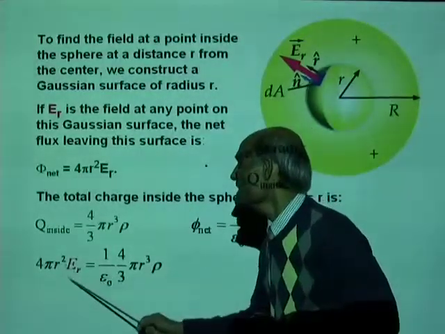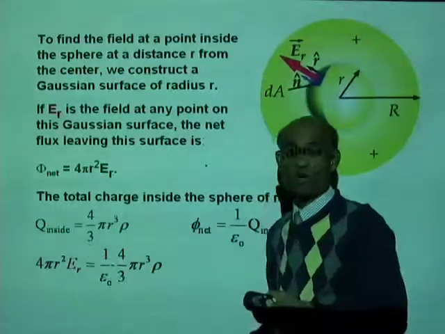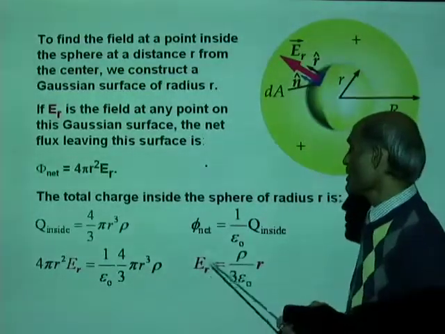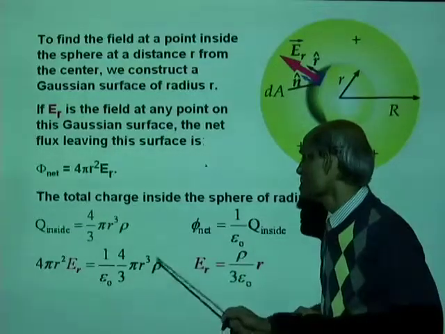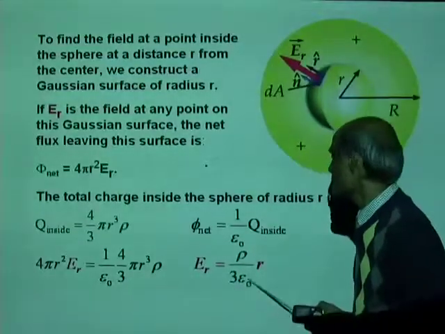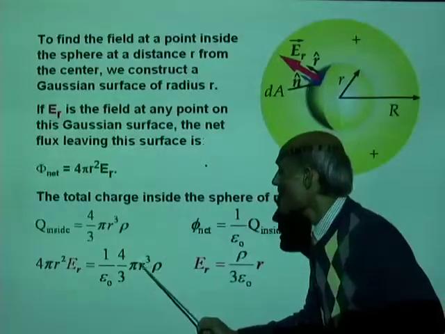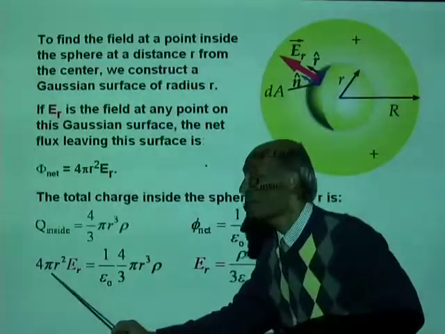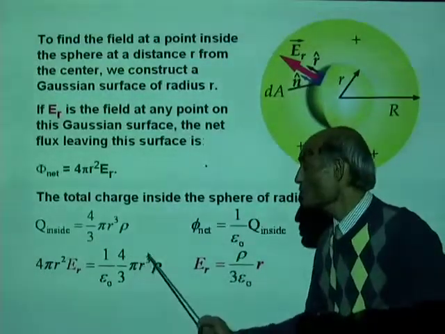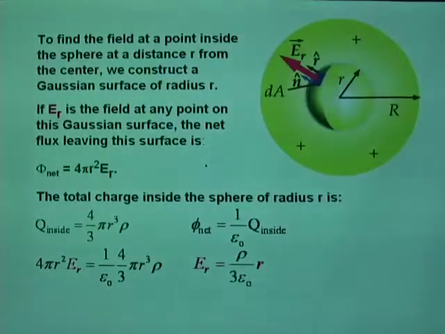So what will ER be equal to? Can you solve for ER from there? ER equals rho divided by 3 epsilon naught times r. Remember, the r squared cancelled with r cubed, leaving an r there. Like this: you have a 4 pi on the left cancelled with 4 pi, and r squared on the left cancelled with r cubed, leaving an r.